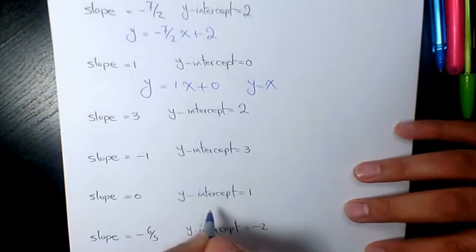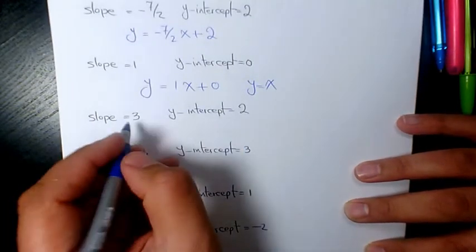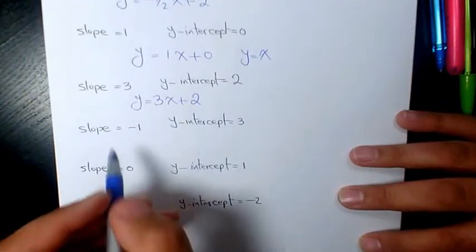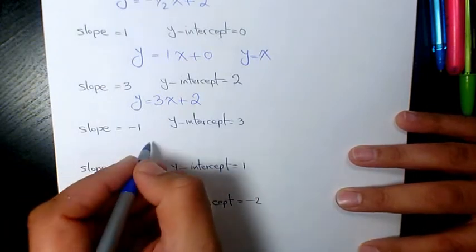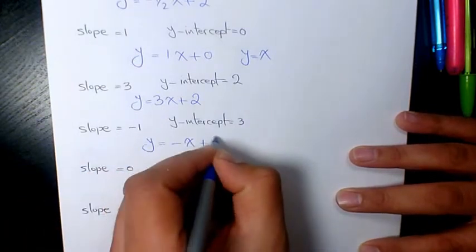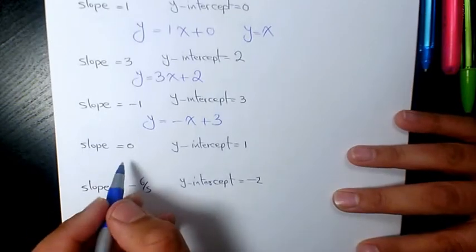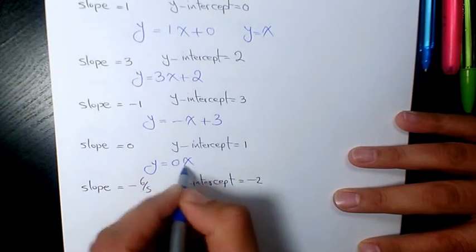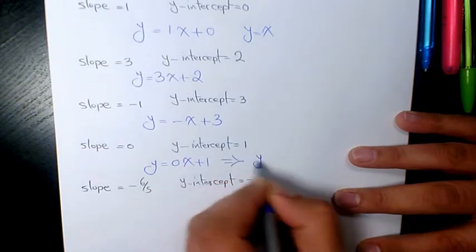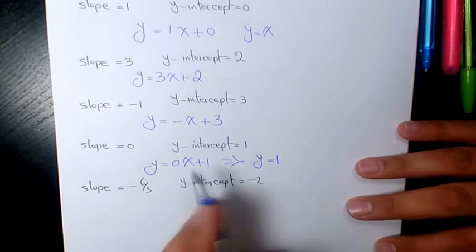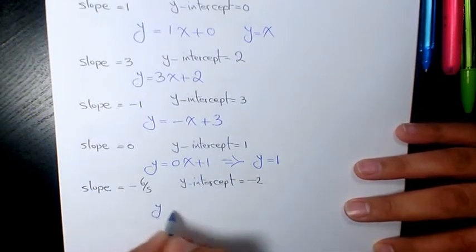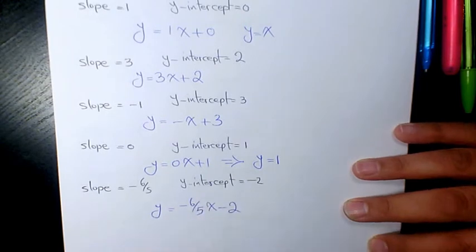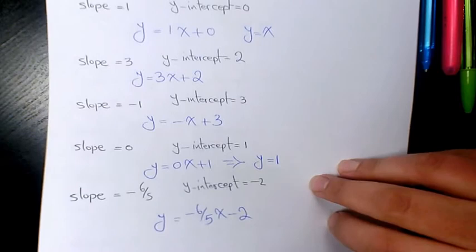Slope is 3, y-intercept 2, so y equals 3x plus 2. Next one, slope is -1, y-intercept is 3, so y equals -x plus 3. Next one, slope is 0, y-intercept is 1, so we have 0 times x plus 1, which will be just y equals 1, because 0 times x is 0. Next one, the slope is -6/5 x minus 2 as the y-intercept, so that's going to be the equation of the line.